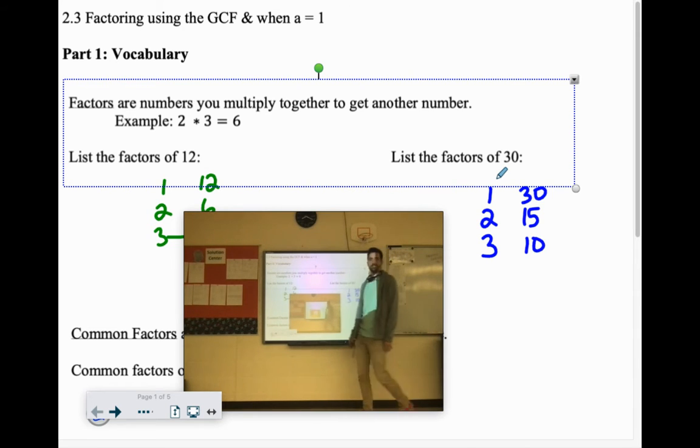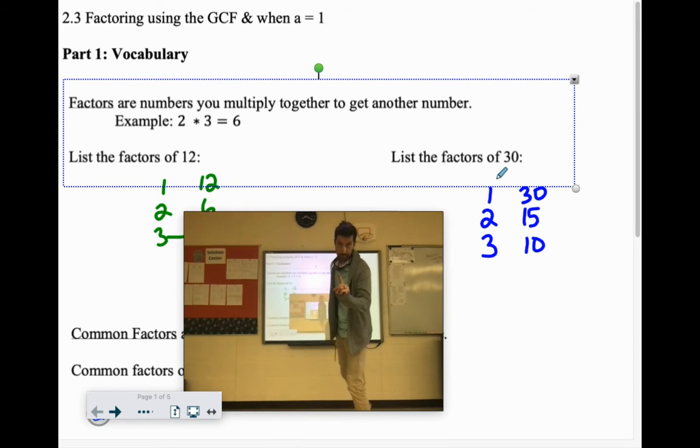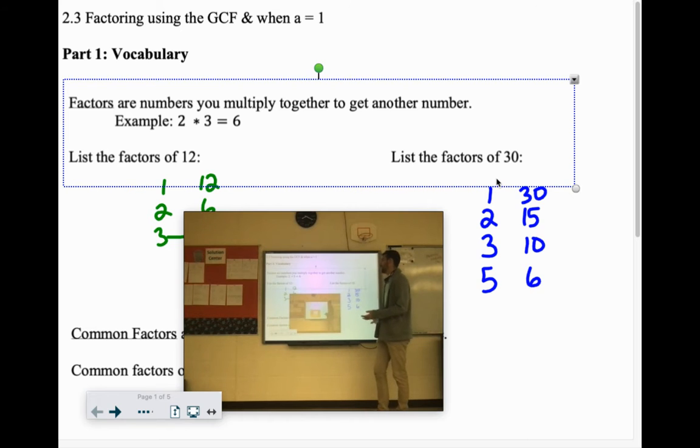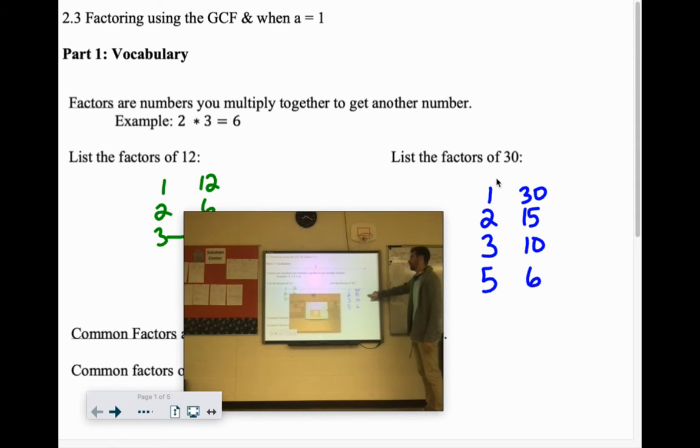Does 4 go in there? No, it doesn't. Does 5 go in there? Yeah, 5 times 6. And again, now we've got the numbers that are right next to each other, 5 and 6. We know there are no other factors. We're not getting into decimal factors here because those aren't technically considered factors.